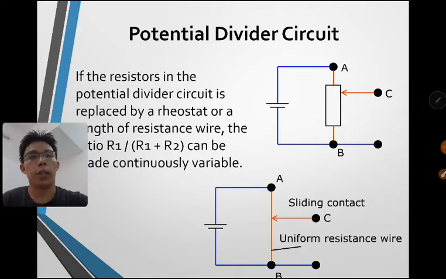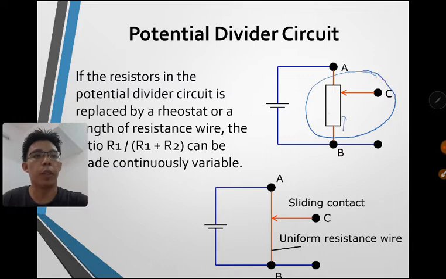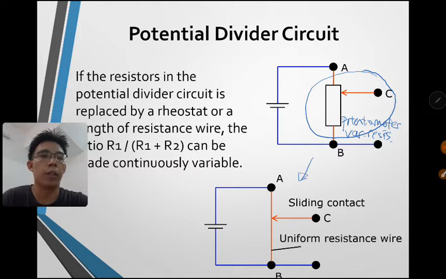So that's what this diagram is trying to show you. The one at the top here is the standard symbol for a potentiometer, or what we call a variable resistor. Potentiometer or variable resistor, it's about the same. But when we draw, we usually draw the bottom one to illustrate what is actually happening.